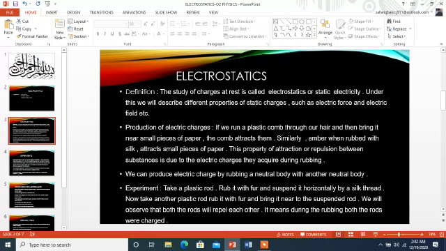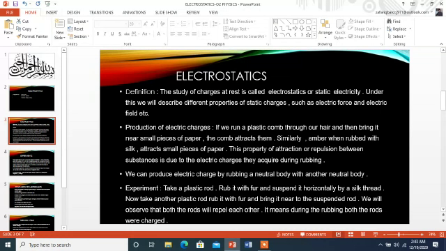So, electrostatics deals with the behavior of charges, with the properties of charges, with the interaction of charges with one another when they are at rest. How do they interact with each other? When two charges attract each other, when two charges repel each other, and how much force one charge exerts on another charge, all these things are studied under electrostatics.